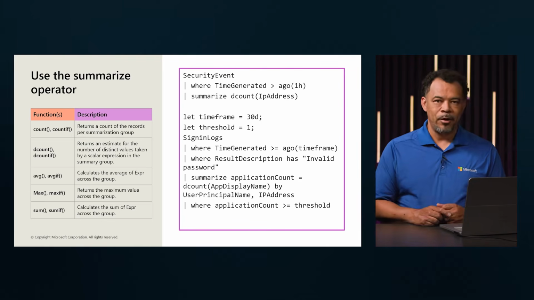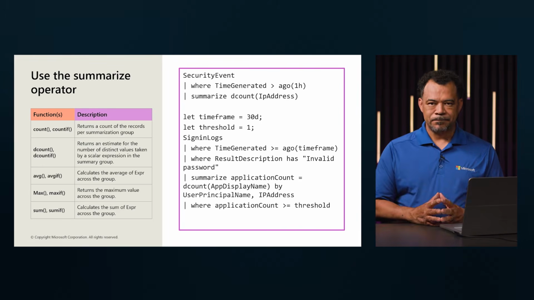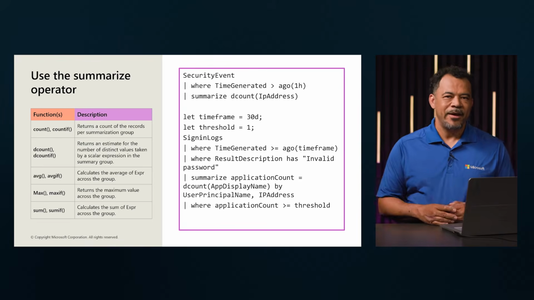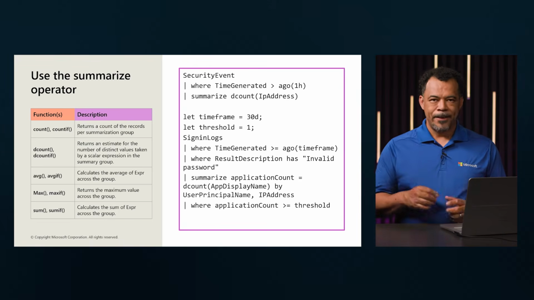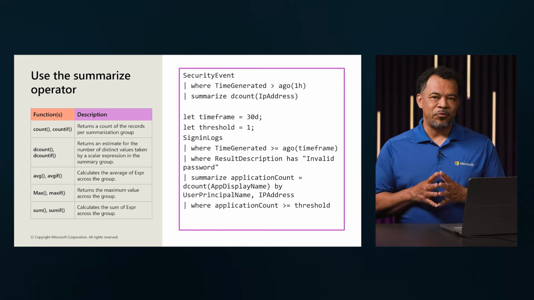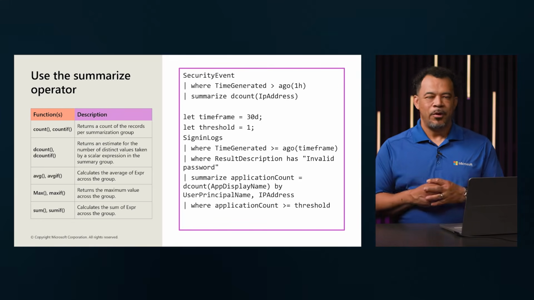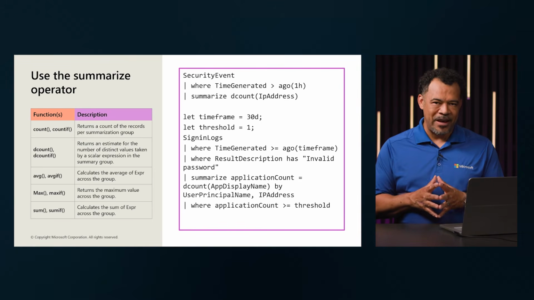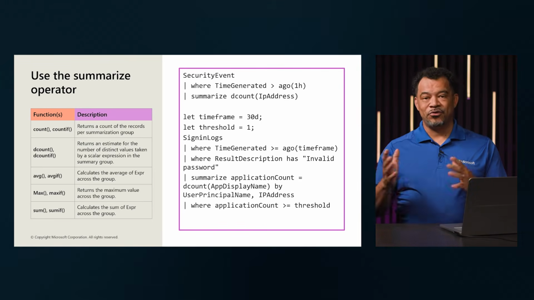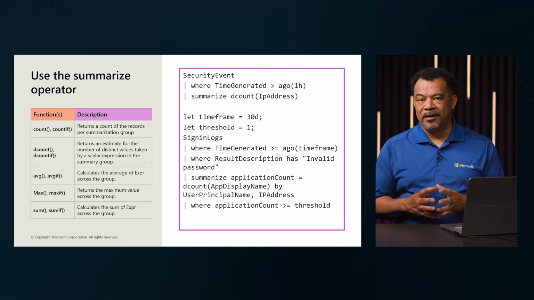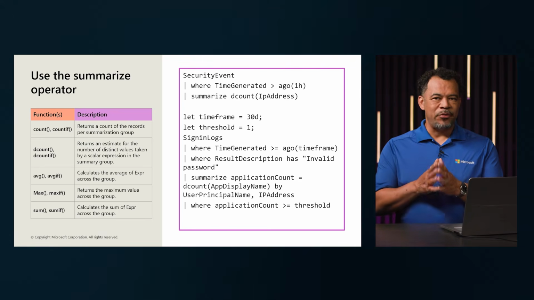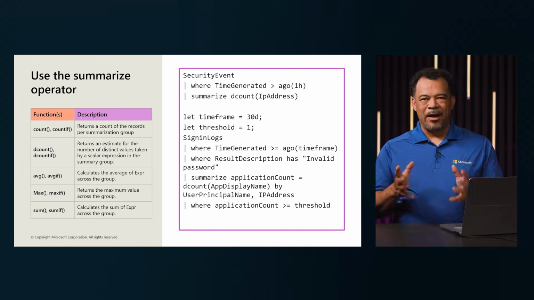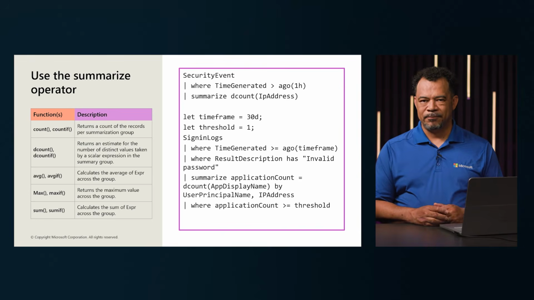The second query works with the sign-in log table. It defines two variables here: the time frame, which is set to 30 days, and the threshold, which is set to 1. It filters the sign-in attempts with the result invalid password within the last 30 days. Then it summarizes how many unique applications were accessed per user and IP address. And then finally, it filters to show only those that have at least one unique application, which could help identify suspicious login behavior.